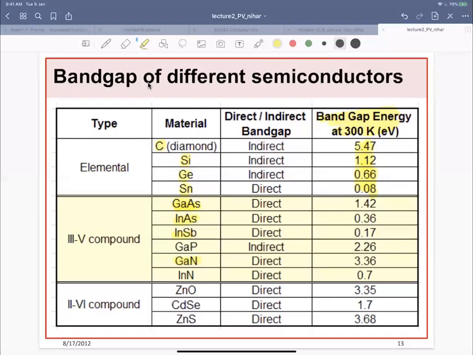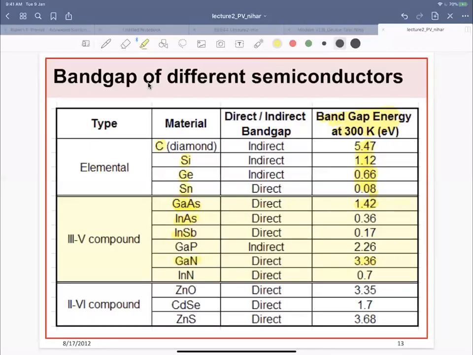So basically, depending on the lattice constant of the unit cell of those crystals and the atomic number of the atoms involved, the band gap is defined. Gallium arsenide has a 1.42 electron volt band gap. Gallium nitride has a higher band gap, 3.35. Indium arsenide has a low band gap, and indium antimonide has an even lower band gap. So this is how the band gaps of the different semiconductors are defined.